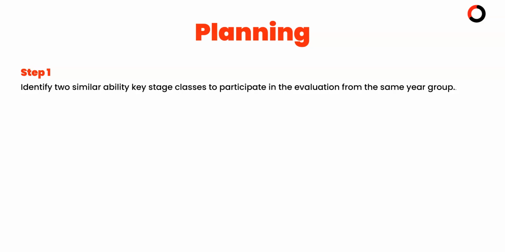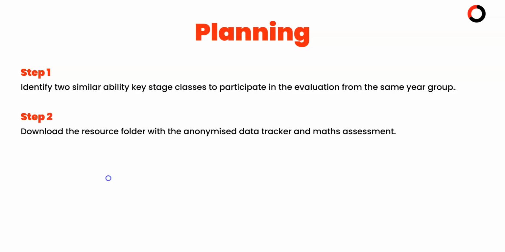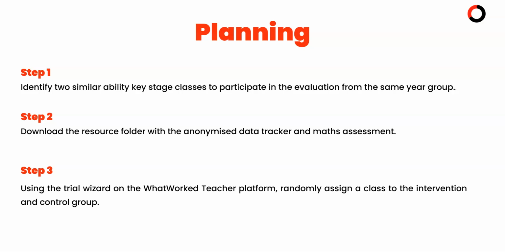Let's look at the planning. So the first step is you have to identify 2 similar ability key stage classes to participate in the evaluation from the same year group. Step 2. Download the resource folder with the anonymized data tracker and the maths assessment. Step 3. Using the trial wizard on the WWN Teacher platform, randomly assign a class to the intervention and the control group.